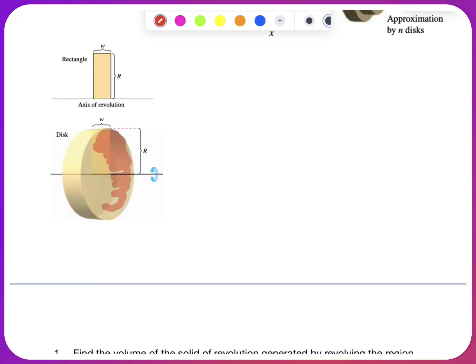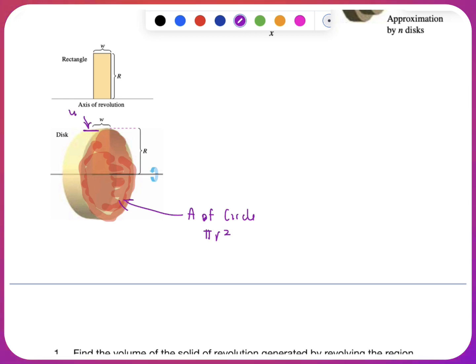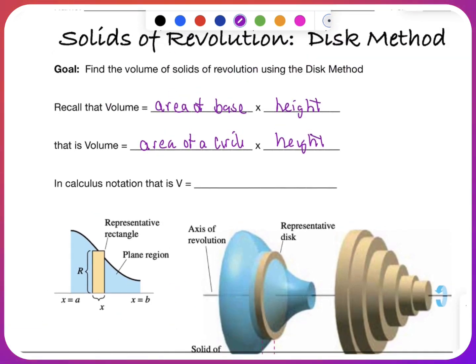So this is the area of the circle, which we know the formula for: area of the circle is pi r squared. And then this is our width or height, as I did up there in the formula, and that's going to be our dx or dy, depending on which direction it is: if it's a change along the x-axis or a change along the y-axis.